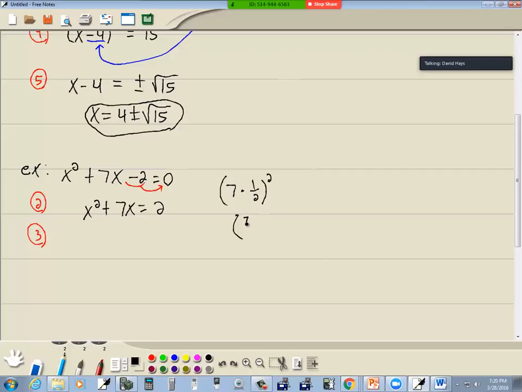7 times a half is 7 halves, and 7 halves squared gives us 49 over 4. 7 squared is 49, 2 squared is 4. And then we want to add that to both sides. Now what happens when you have an odd number before your x is you always have a fraction appear in your problem.